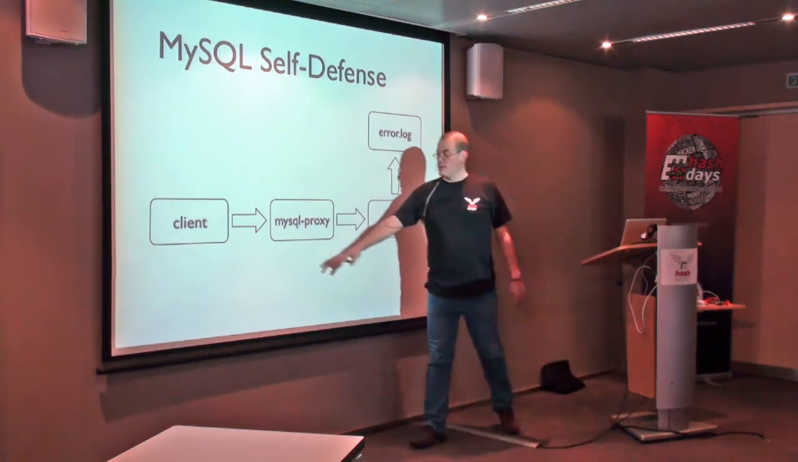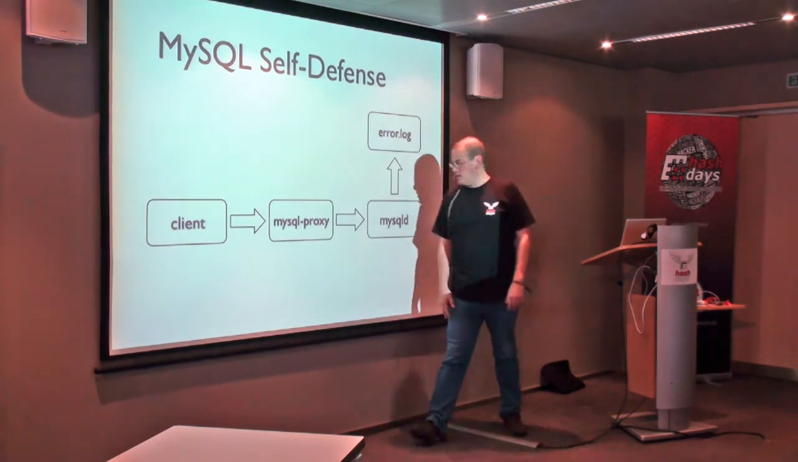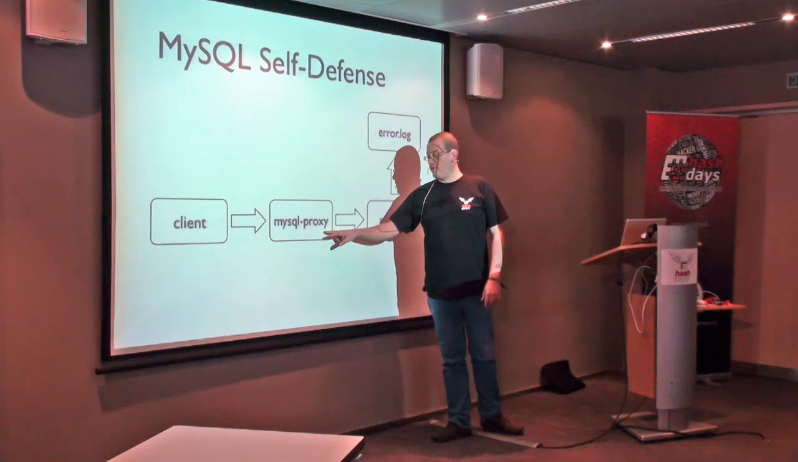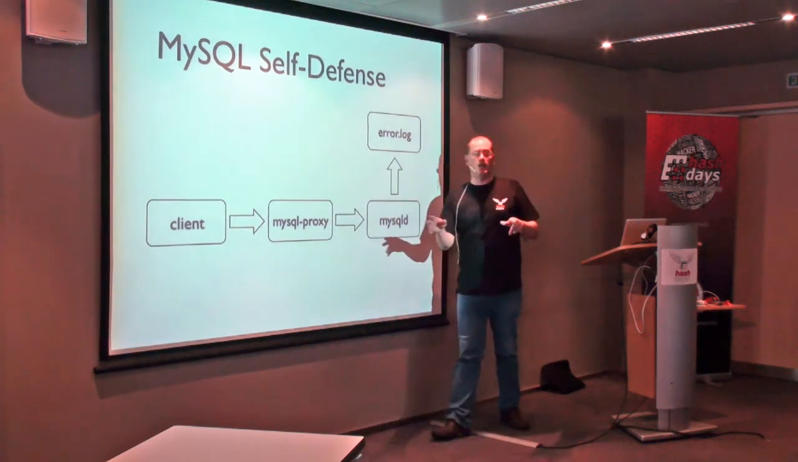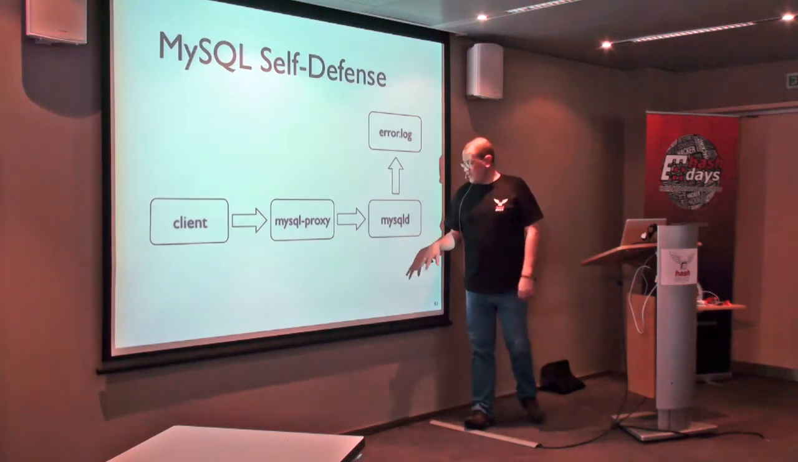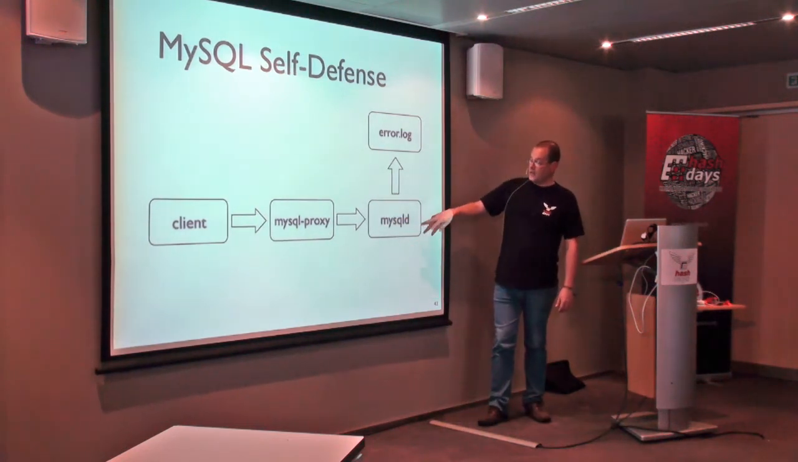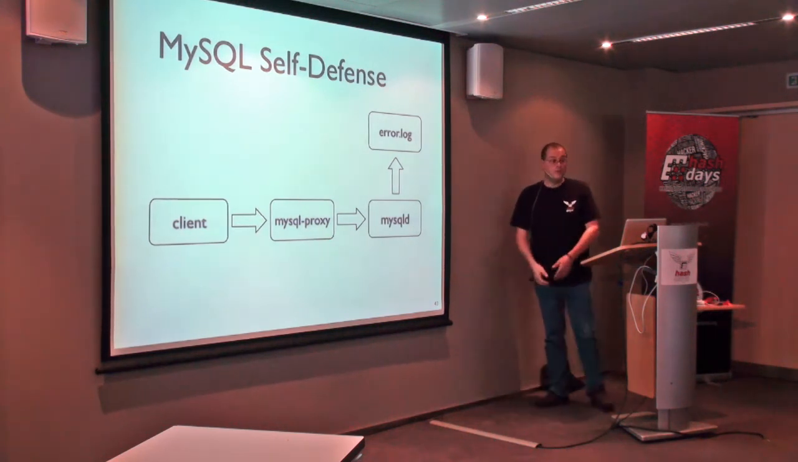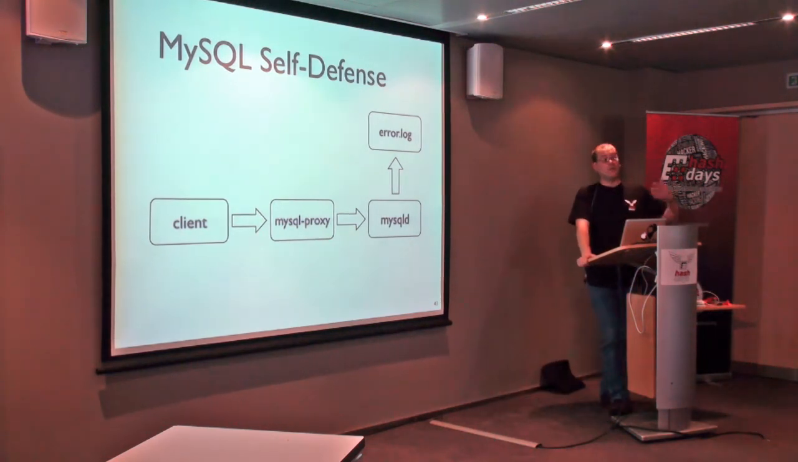We have a client sending information to the MySQL proxy. The MySQL proxy changes the query on the fly, so it adds a show warning and a few environment variables, sends it to the MySQL daemon, and in case of errors, the error is stored in the error log. And this error log, you are free to do whatever you want, to parse it, to analyze it again with OSSEC. OSSEC will extract the IP address, the IP address will be pushed to the firewall, and once again, we do the job.